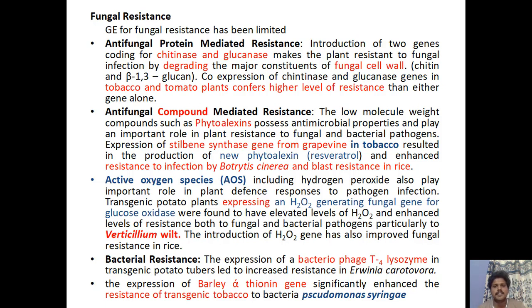Then antifungal compound mediated resistance. Low molecular weight compounds such as phytoalexins possess antimicrobial properties and provide resistance. The expression of the stilbene synthase gene from grapevine in tobacco resulted in production of a new phytoalexin compound, resveratrol, and this enhanced resistance to Botrytis cinerea and blast resistance in rice. Then active oxygen species, AOS, including hydrogen peroxide, play a role in defense mechanisms. Transgenic plants expressing an H2O2 generating fungal gene for glucose oxidase were found to have elevated H2O2 levels that provided resistance to Verticillium wilt.